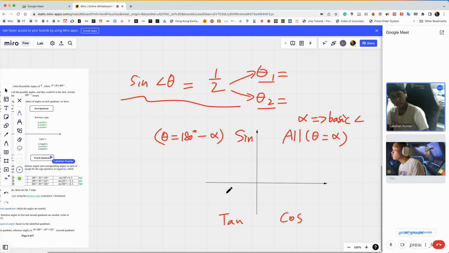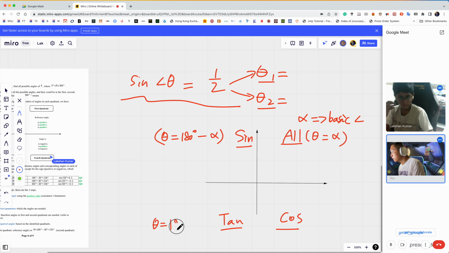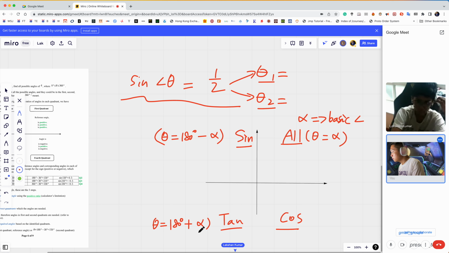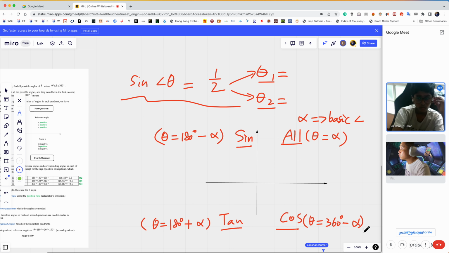You just need to remember the quadrants. You have four quadrants, all, sine, tangent, cosine, and in each quadrant you have a formula. I'm writing down the formula for you right now. Theta is equal to 180 plus alpha. And the last one is theta is equal to 360 minus basic angle alpha. So you have to memorize this. Without knowing this, you can't do questions.